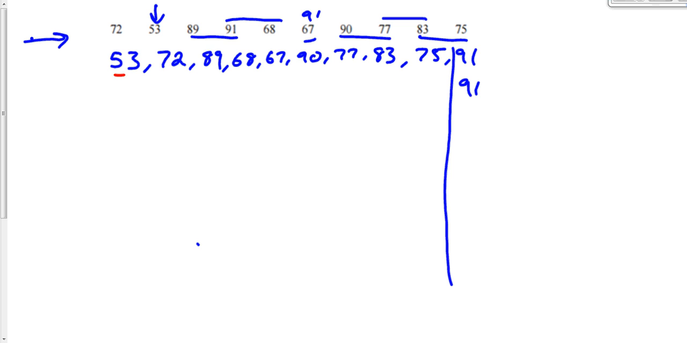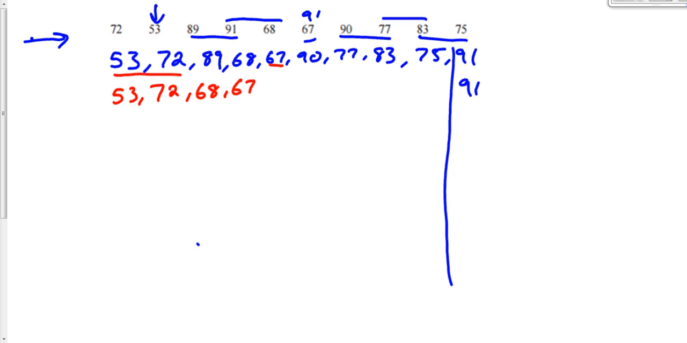So we compare 53 and 72, which is in the correct order. So I'm going to keep 53 there. We then compare 72 and 89. 72 is in the correct place. We then compare 89 and 68. So we need to swap those around. So 68 will go here. We're then going to compare 89 and 67. So 89 is going to be here now.